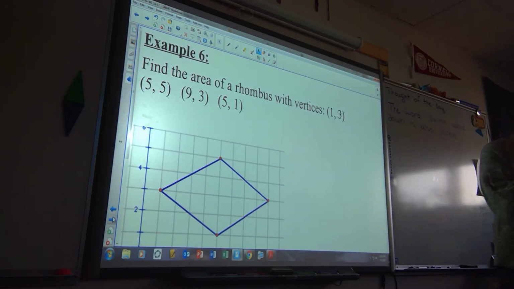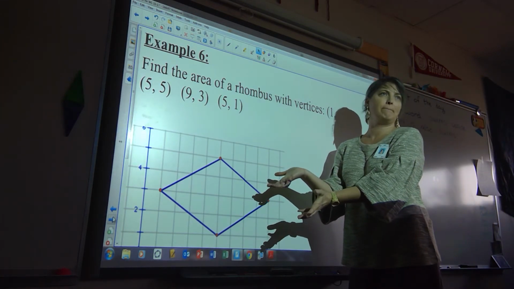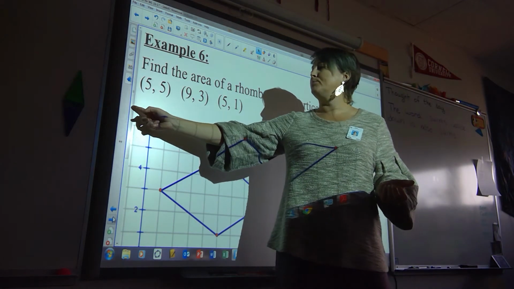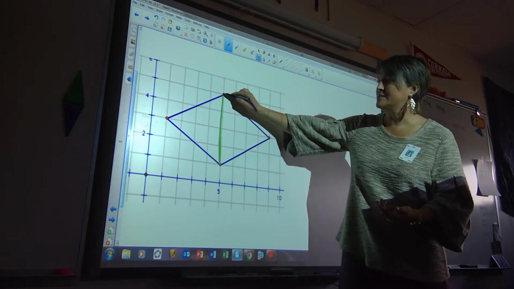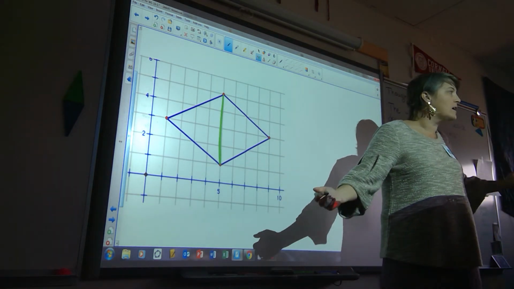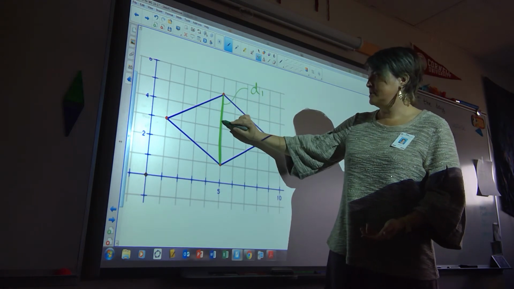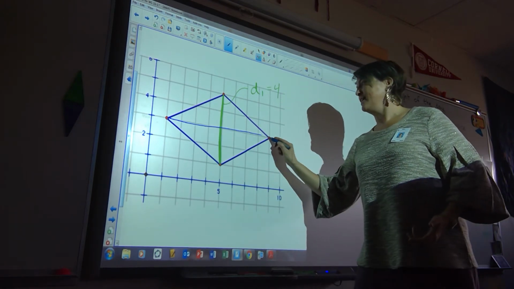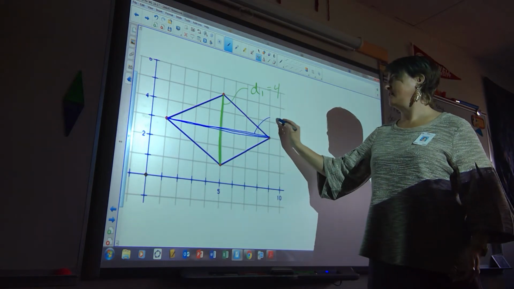And last but not least, if you get problems that have ordered pairs, this is my friendly reminder that you should just plot them. Anytime we've seen ordered pairs, if you plot them, it makes it so much easier. This is a rhombus. As soon as you plot it, you can very clearly see that its diagonals are horizontal and vertical lines. You can just count the boxes. This diagonal is 1, 2, 3, 4 in length. This diagonal right here is 8 in length.